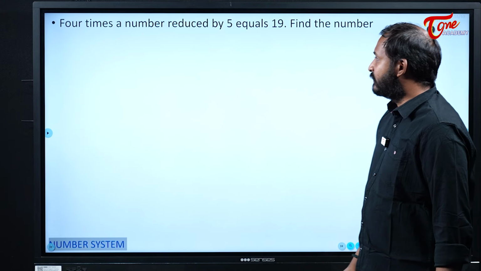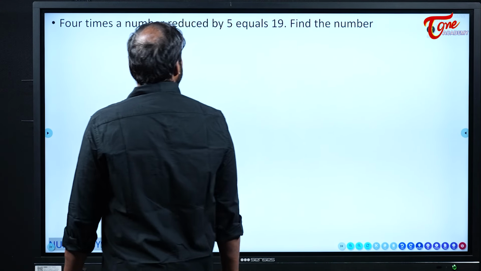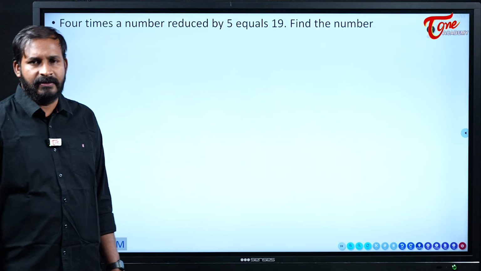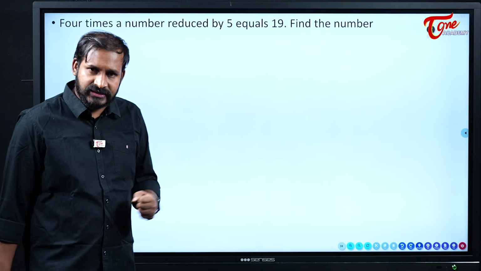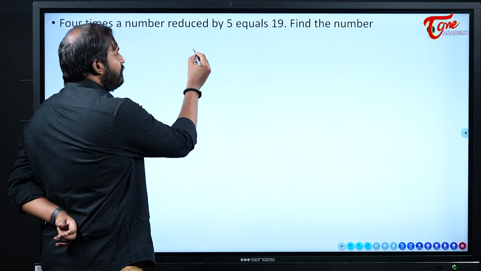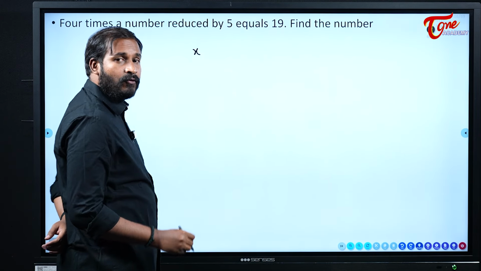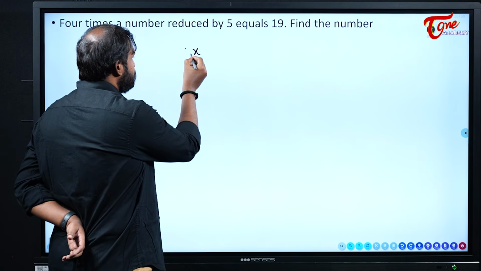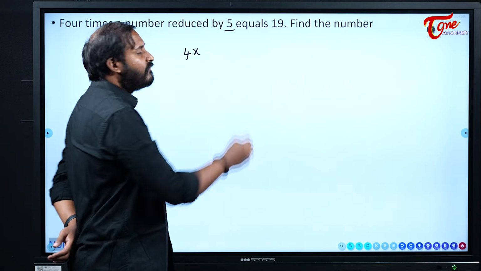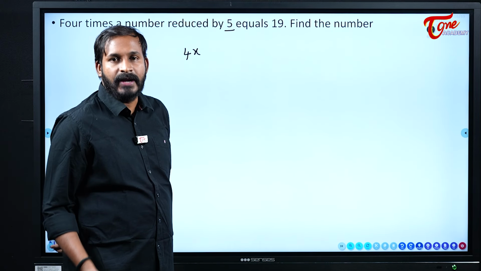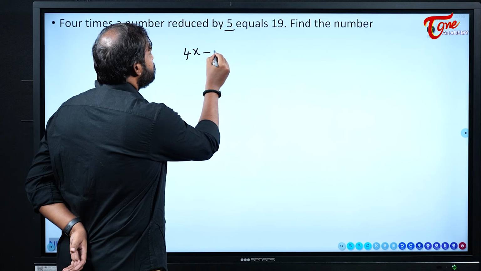Right? Next one. 4 times of a number reduced by 5 equals 19. Find the number. Okay, 4 times of a number reduced by 5, what does it mean? There is a number x. 4 times of a number means 4x. And it is reduced by 5. What is the meaning of reduced by 5? Subtracted by 5. That means 4x minus 5.